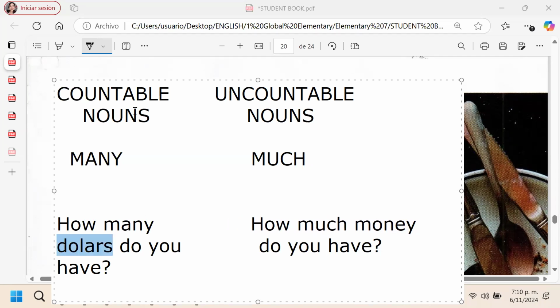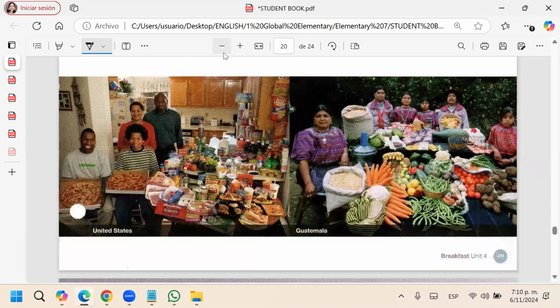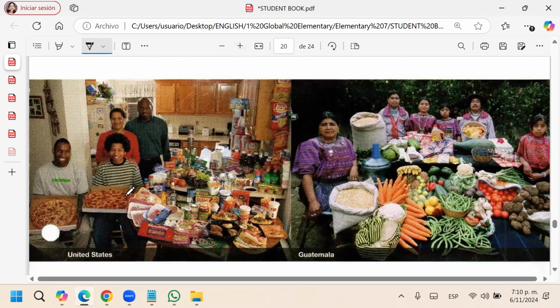$1, $2, 3, 4, 5, 100, $1,000,000. I can count them. Okay, do you understand? So today we're going to start with the countable and the uncountable. But first, look at these 2 photos. United States, Guatemala. Food here, food here. What differences do you see between the 2 families?